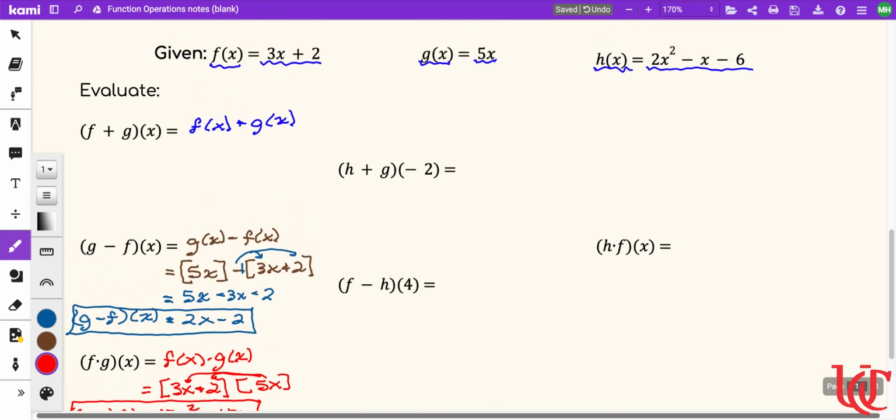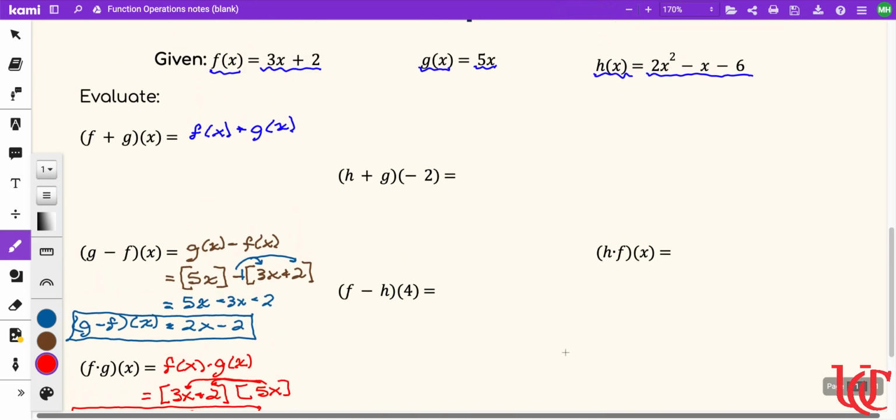Working with numbers, so I think this will be the last one we're going to look at. So f minus h of 4. Yet again, there's a little bit to do with it. We want to first start by rewriting it, expanding it so I can see my base functions. So this is going to be f of 4 minus h of 4.